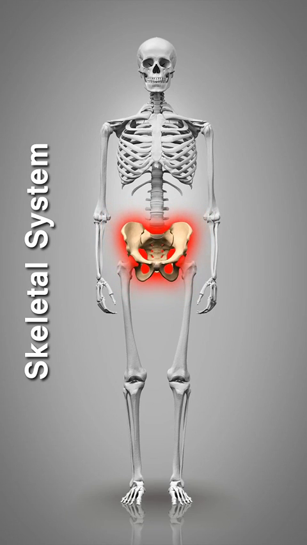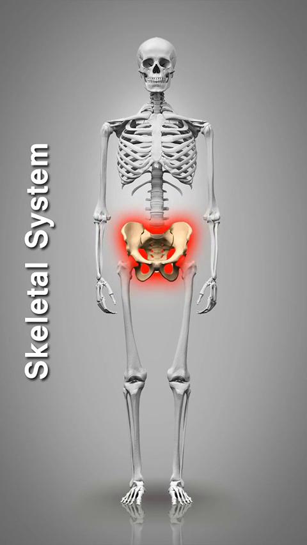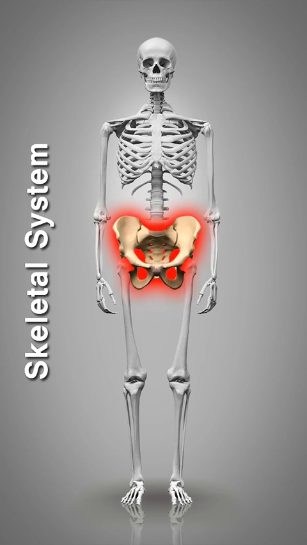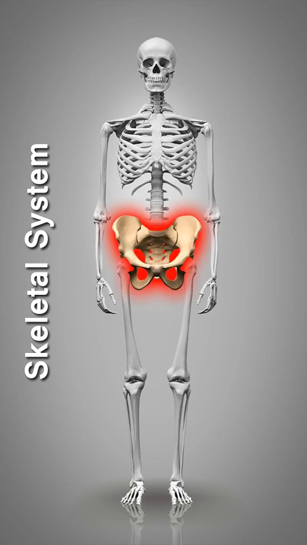At the base of the lower spine is a large triangular bone called the sacrum. Its narrow lower part joins the coccyx, or tailbone. The sides of the sacrum are connected to the ilia, the largest bones forming the pelvis. The iliac crest forms the prominence of the hip.